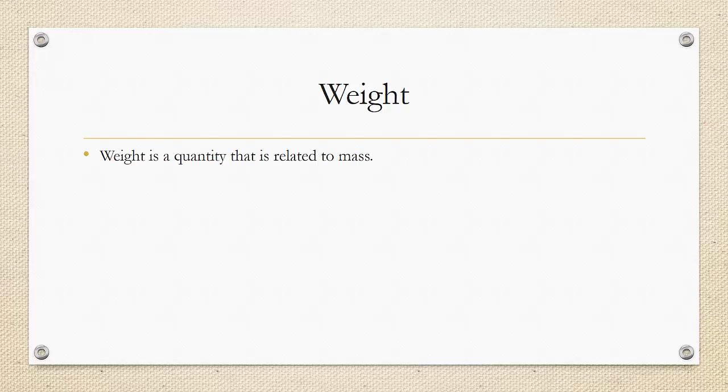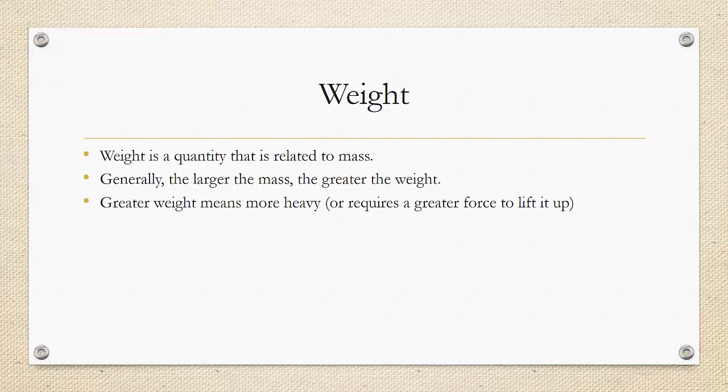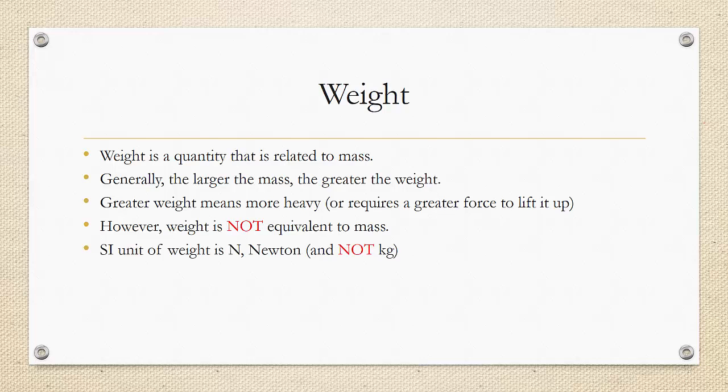Weight is a quantity that is related to mass, and generally the larger the mass, the more material it has, the greater the weight. Greater weight generally means it's heavier or requires a greater force to lift it up. But weight is actually not equivalent to mass. The SI unit for weight is Newton, and it is not kilo. This is one of the greatest misconceptions that students have. They think that weight has a unit of kilo, but no.